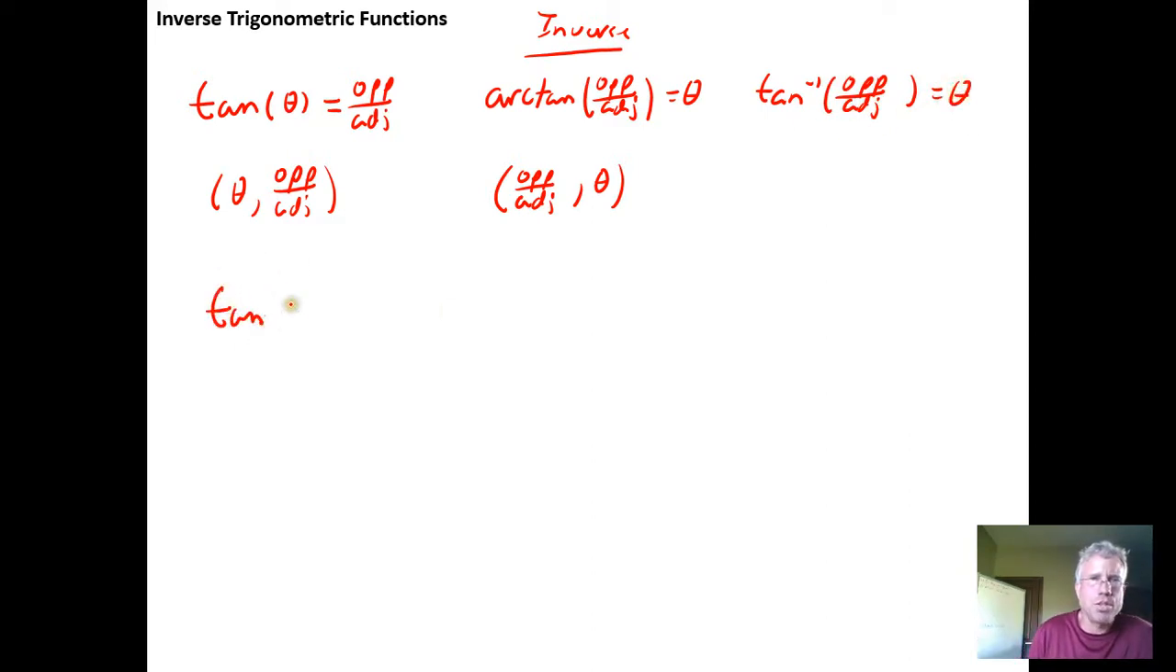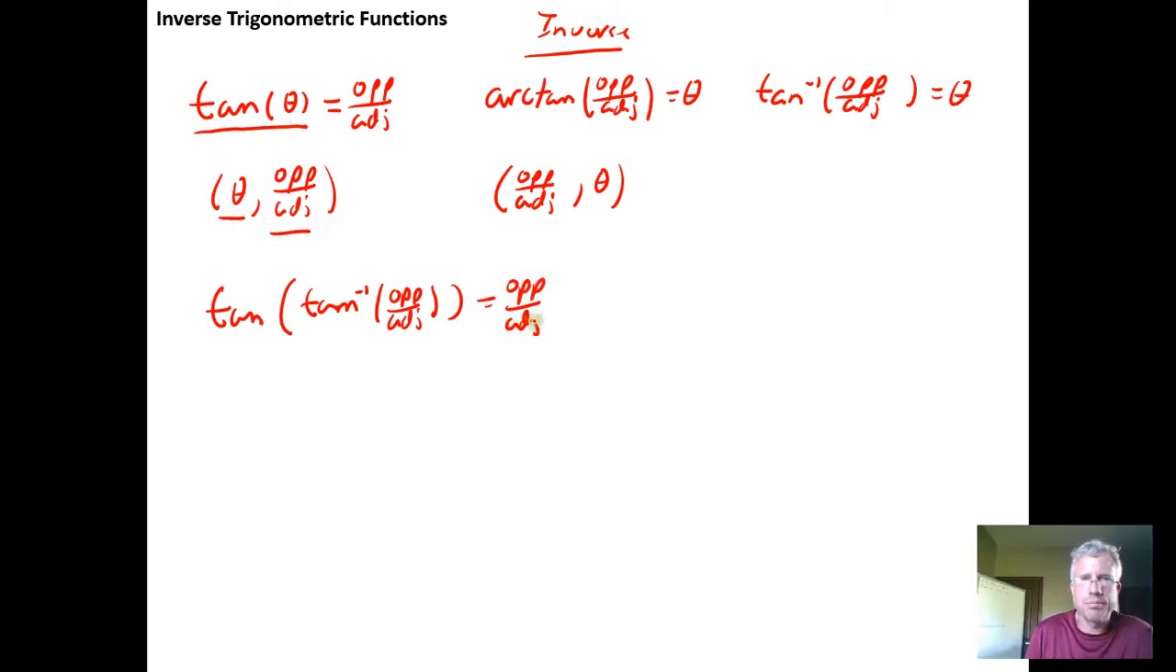And function composition is going to work like you expect it to. The tangent of the inverse tangent of its appropriate side ratio: when you plug something into the tangent function, it outputs the side ratio. And if we do the composition in the other direction, so we feed the tangent of theta into the tangent inverse, when we're feeding something into the inverse tangent function, it's going to output the angle for us.